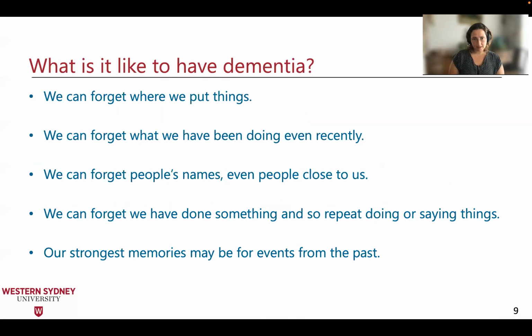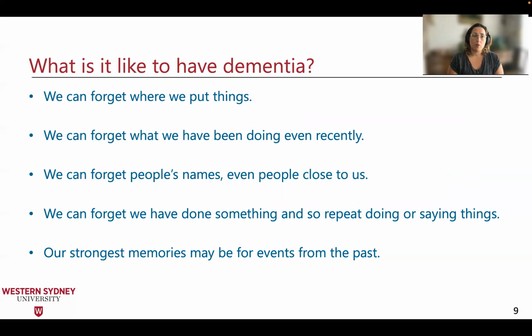So what's it like to have this? People with dementia say that they can forget where they put things quite easily. Unfortunately, when things are forgotten, a person with dementia may not understand that they've forgotten where they put it, and this often turns to blaming others around them, that their item has been stolen or somebody else might have taken it.